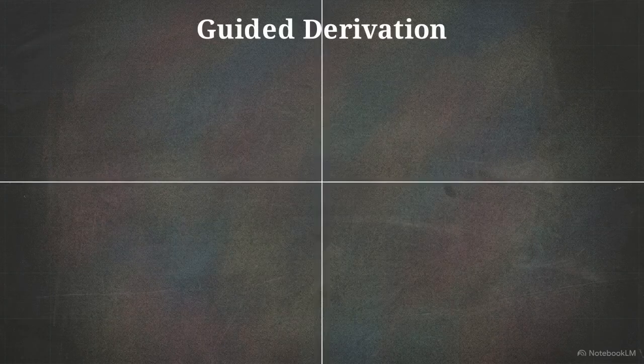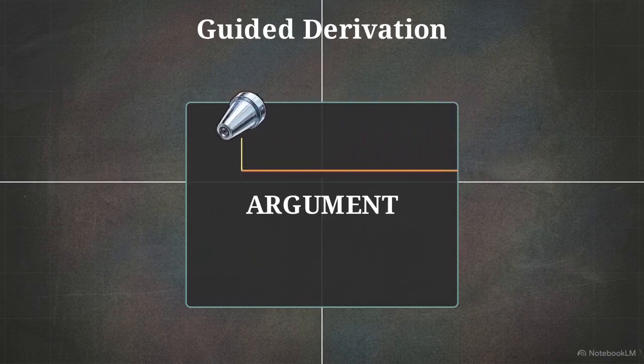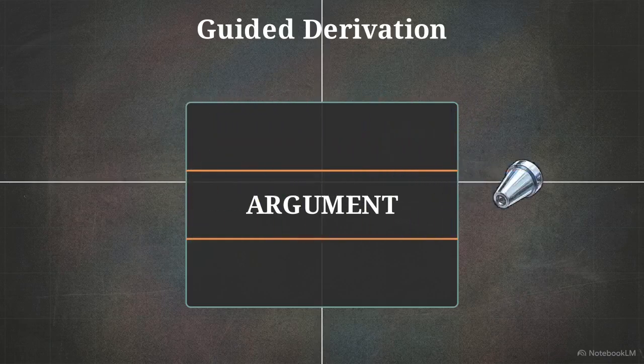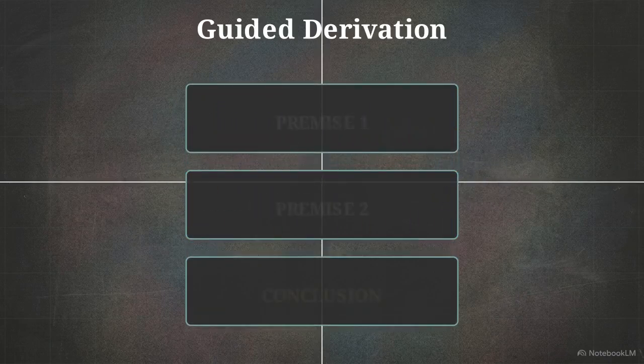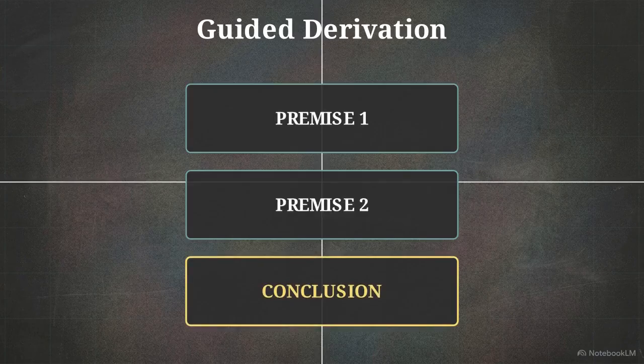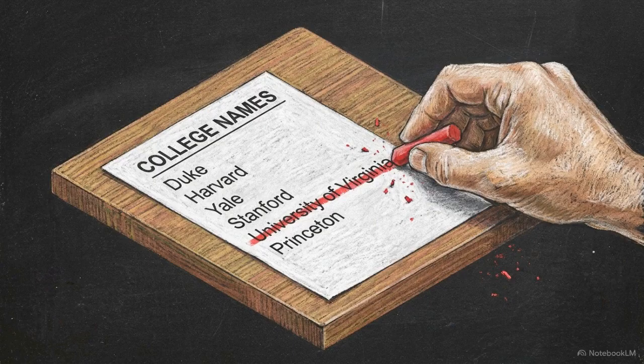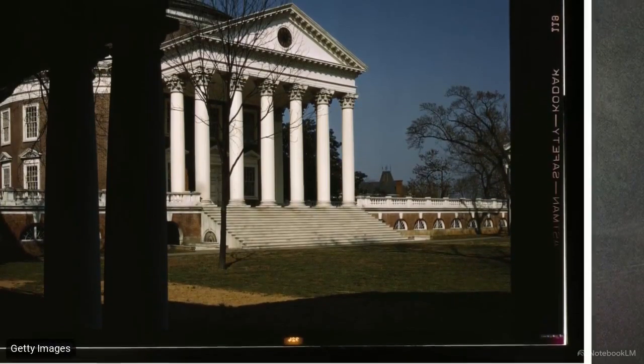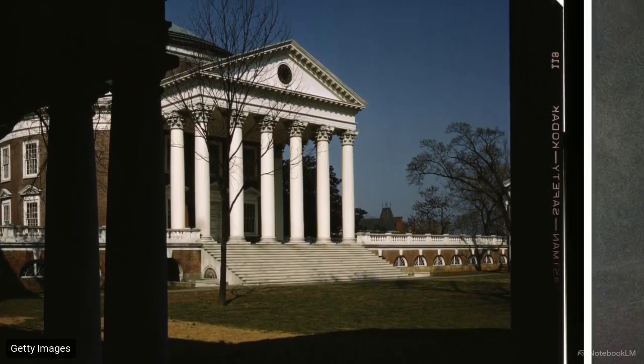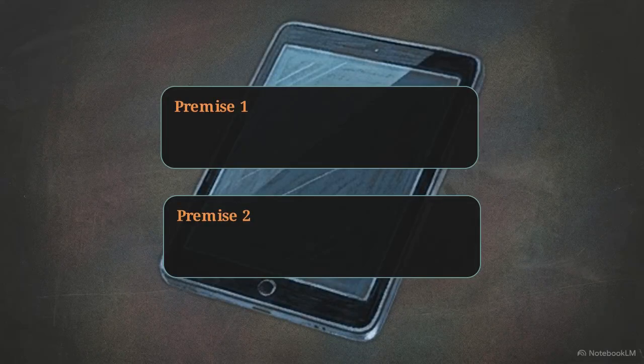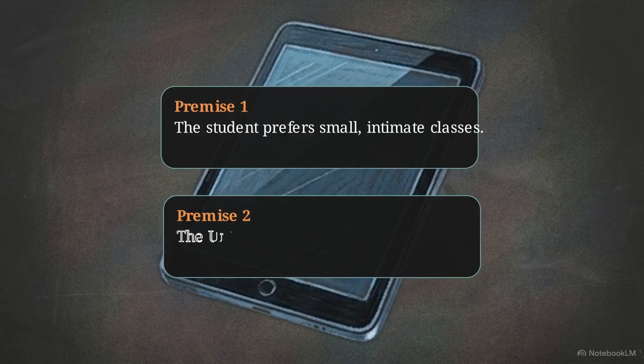To expose this hidden flaw in real time, we use a method called guided derivation, breaking everyday arguments down into explicit premises. Consider a textbook case study. A high school senior decides to reject the University of Virginia. We observe the imposing architecture and understand the scale of the institution. The student argues based on two explicit premises. First, they prefer small, intimate classes. Second, they know this university is a large school.